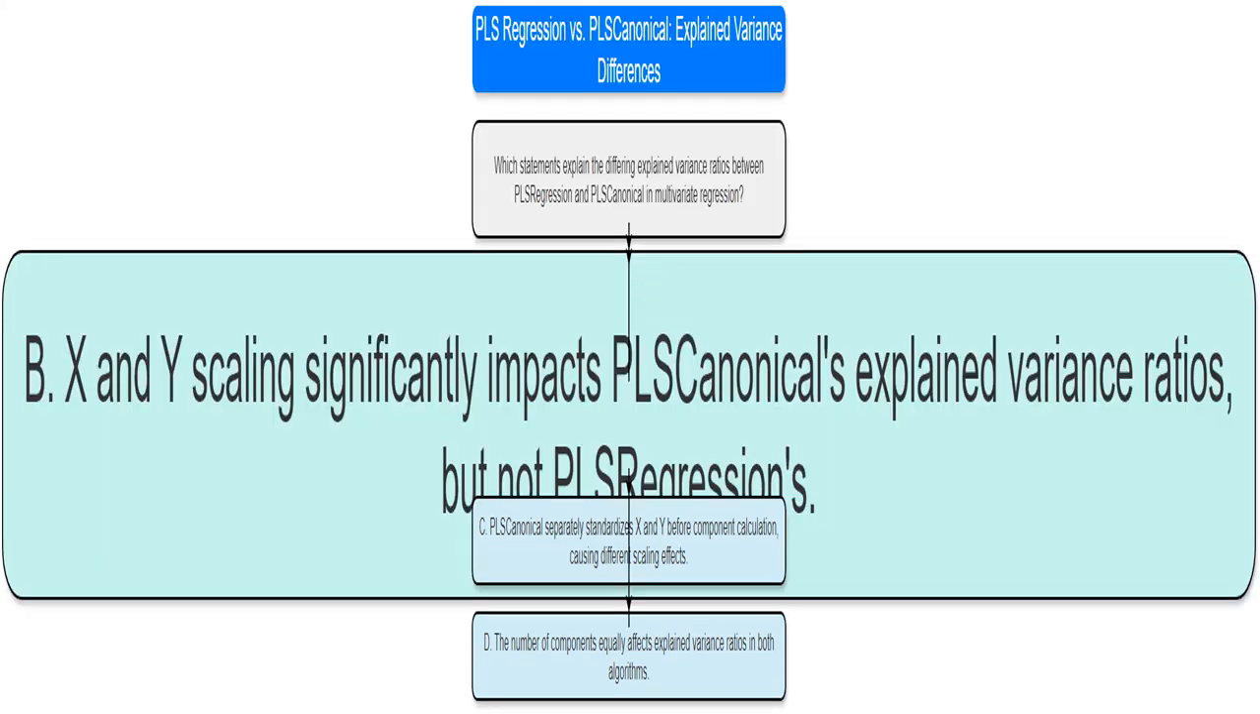PLSCanonical is very sensitive to how the data is scaled, the size of the numbers. If you change the scale, you significantly change the results. PLS regression isn't as sensitive to this. Imagine comparing heights in centimeters and meters. The correlation would be the same, but the covariance would change. That's because PLSCanonical is all about correlation, while PLS regression cares about covariance.